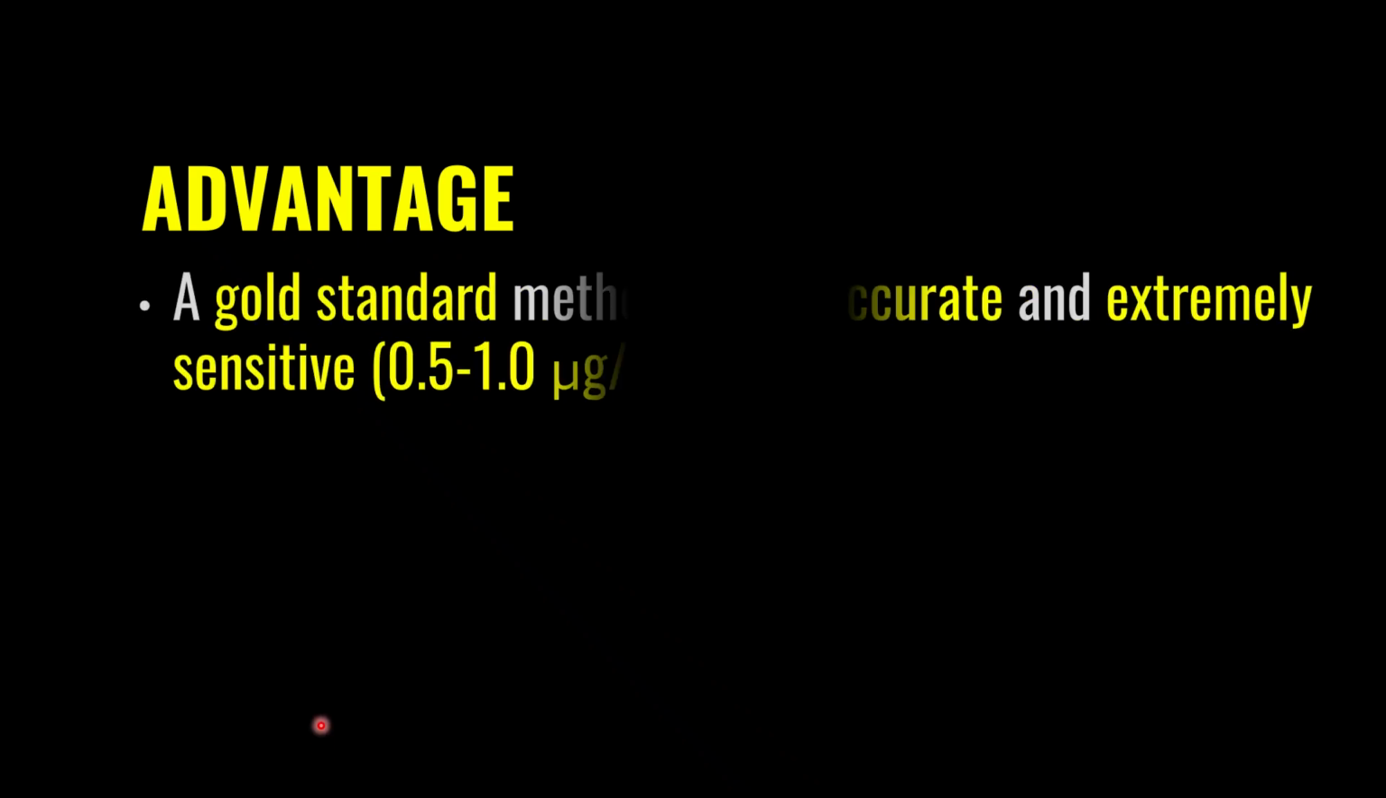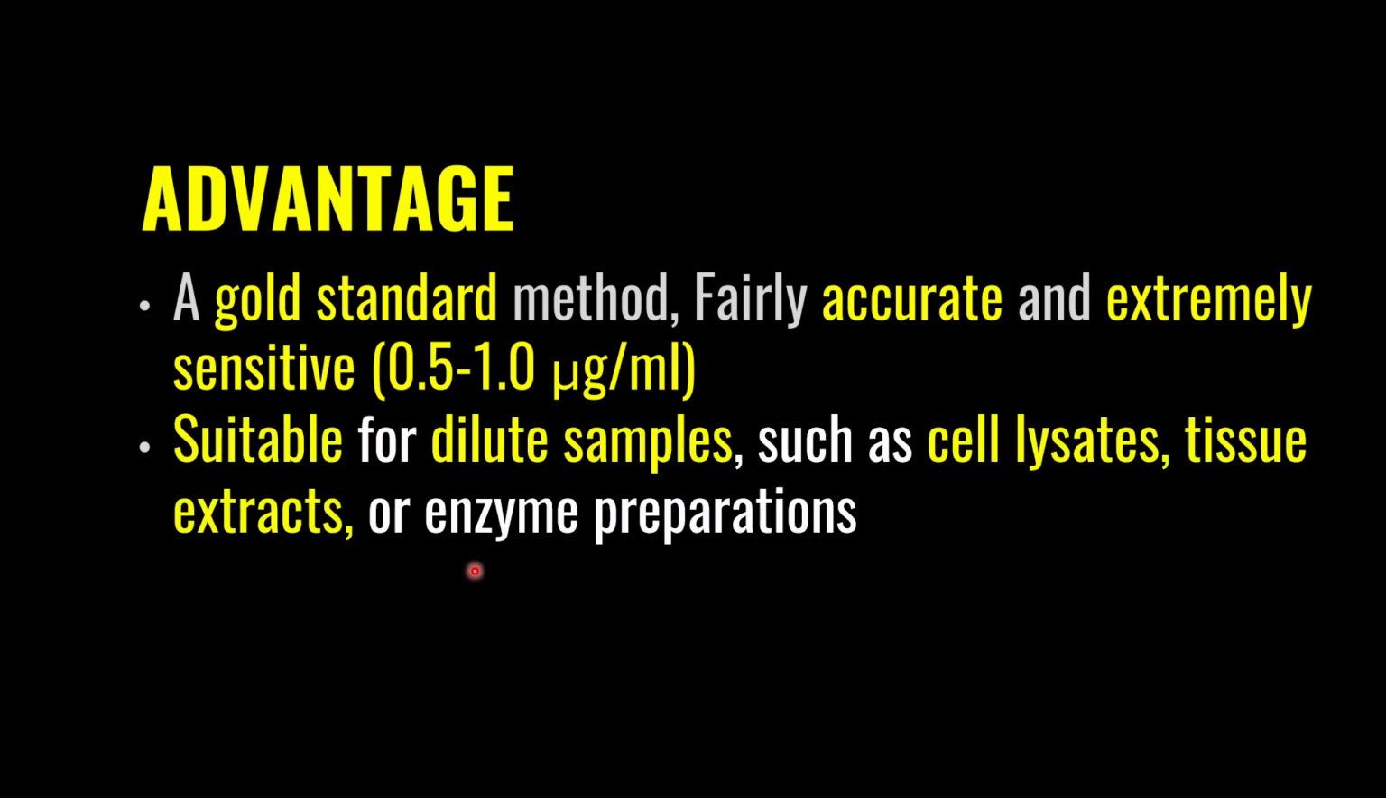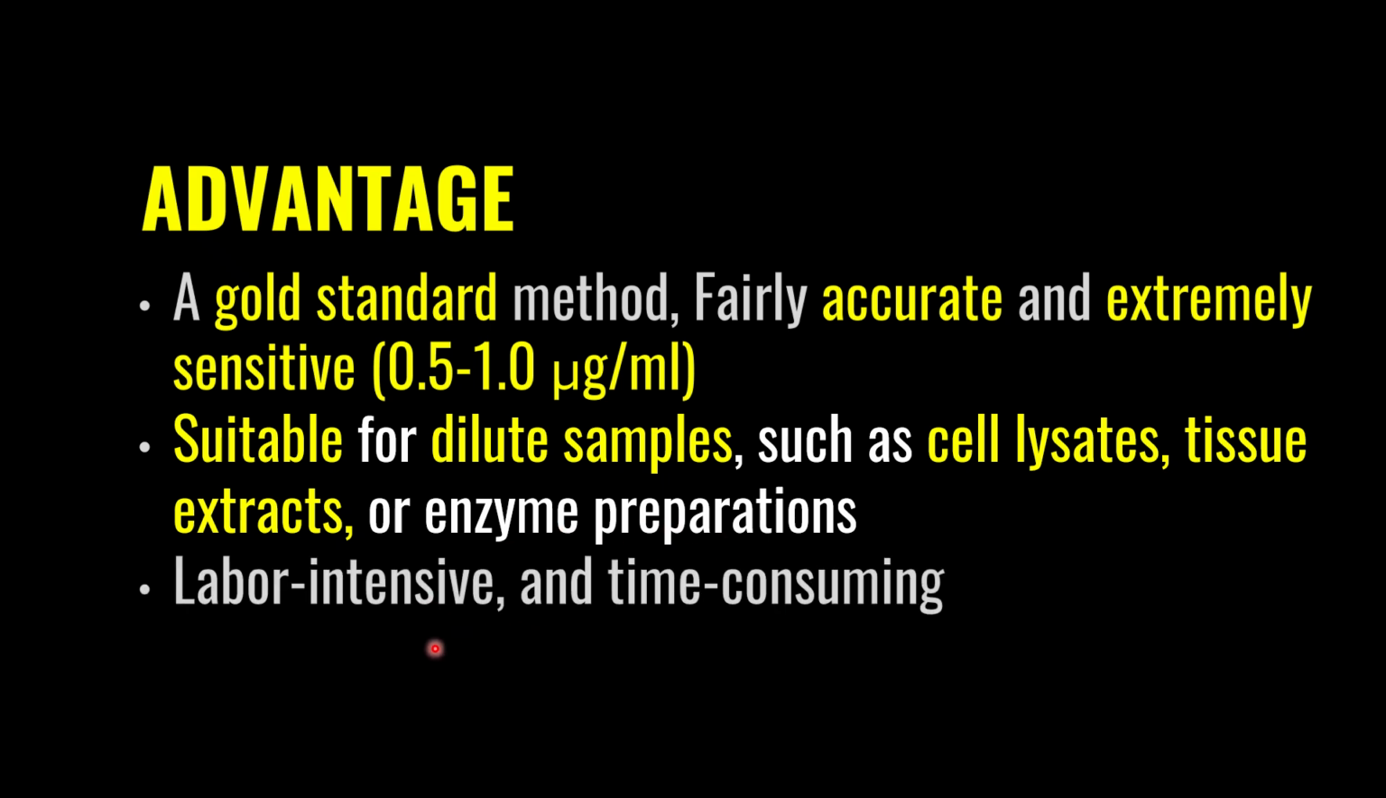So regarding the advantages, it is a fairly accurate and extremely sensitive technique which can measure from 0.5 to 1 microgram per ml concentration in a given sample. Therefore, it is a gold standard method. It is suitable for dilute samples such as cell lysate or tissue extract or enzyme preparation. However, it is a labor intensive and time consuming technique.